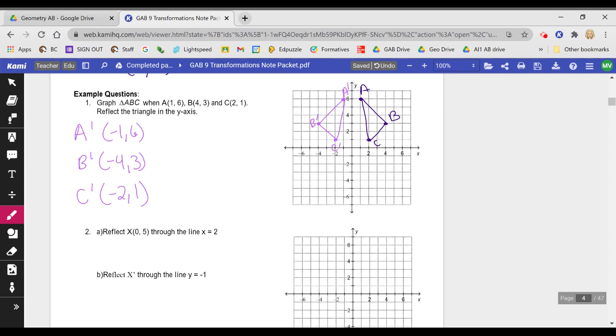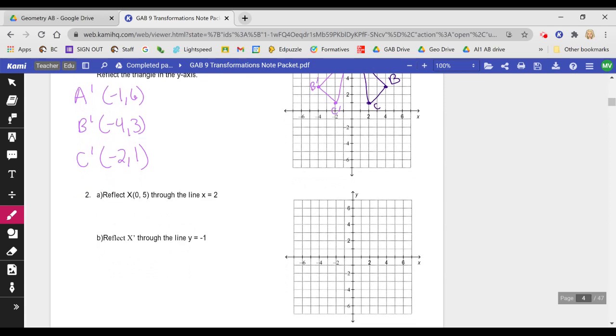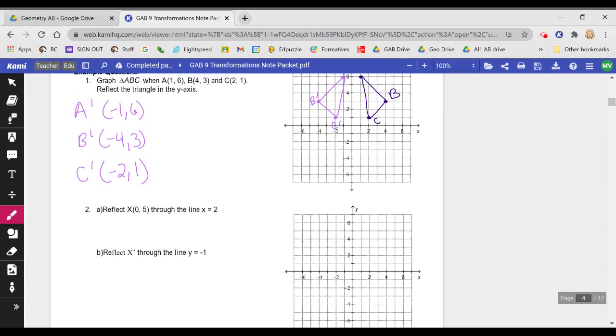So you can see I plotted my points A, B, C, and then I reflected over the y-axis, and I labeled my new points A prime, B prime, C prime. When you're graphing these, you need to make sure you always label your coordinates, label the points, and then I also state my coordinates. So my final answer is A prime is (-1, 6), B prime is (-4, 3), and C prime is (-2, 1).